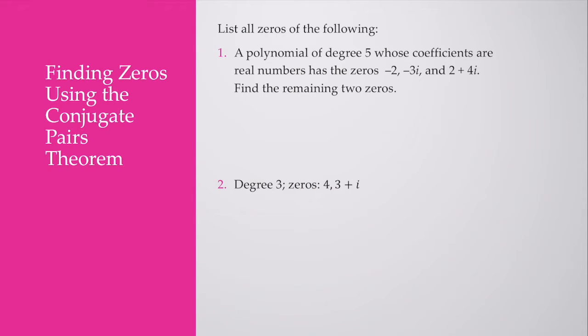So let's list all zeros of the following. A polynomial of degree 5 whose coefficients are real numbers has the zeros negative 2, negative 3i, 2i, and 4i. I want to find the remaining two zeros. Well, I need the conjugate of negative 3i, which is a positive 3i, and I need the conjugate of 2 plus 4i, which is 2 minus 4i. Now, what if I have a polynomial that's degree 3, and I'm given the zeros 4 and 3 plus i? I would also have the zero 3 minus i. I have to include that conjugate.